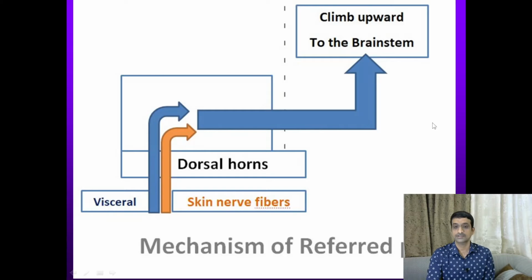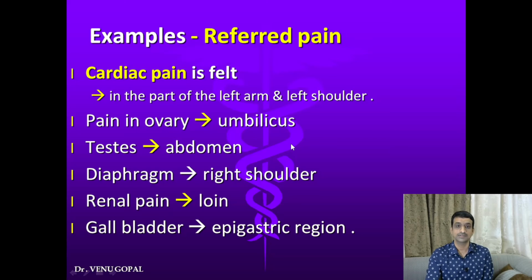When this second order neuron climbs upward to the brainstem, it is the same common pathway. Because of the convergence of these two different fibers on the same second order neuron, the brain will perceive that this sensation originated from the skin, resulting in a concept known as referred pain. Referred means the visceral sensation, especially pain, is referred to the skin surface or the superficial part of the body. That is what referred pain is. We'll see examples now so that we can conclude. The most common is cardiac pain, due to myocardial ischemia or MI, heart attack, which is felt in the left arm and left shoulder. This is the best example we can quote from physiology and clinical practice.